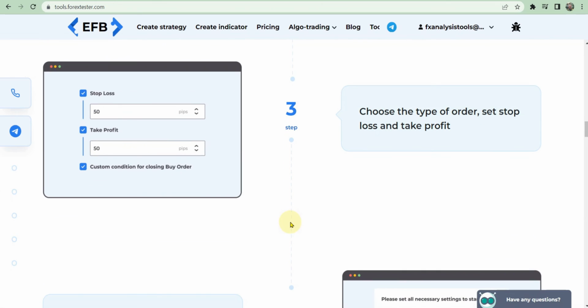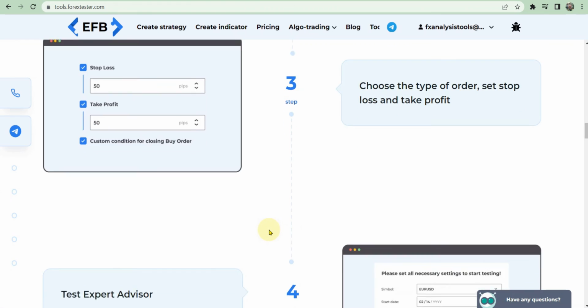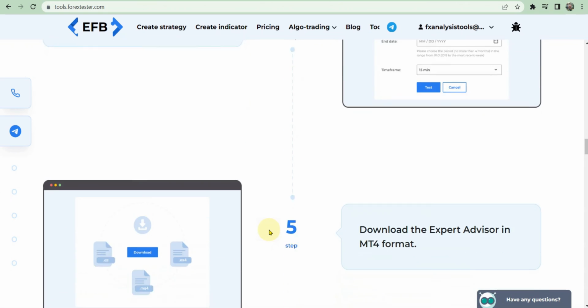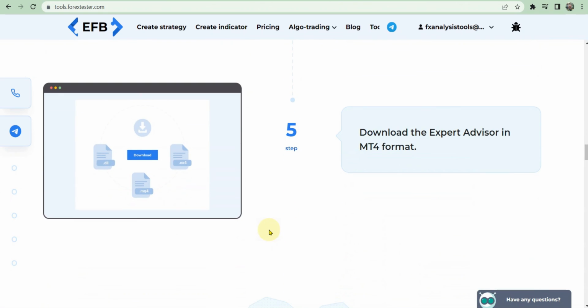With its intuitive design and comprehensive features, Easy Forex Builder demystifies algorithmic trading, putting the power of sophisticated Forex strategies into the hands of traders at all levels of experience. Turn your trading ideas into effective strategies with Easy Forex Builder.